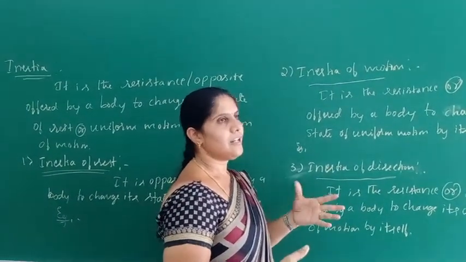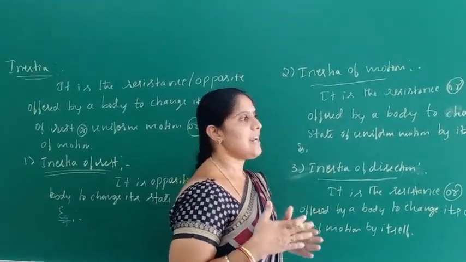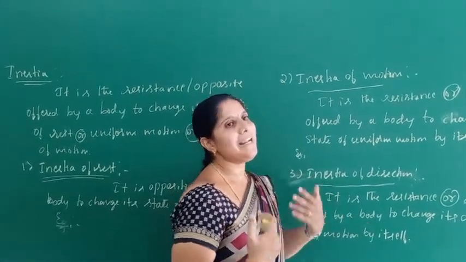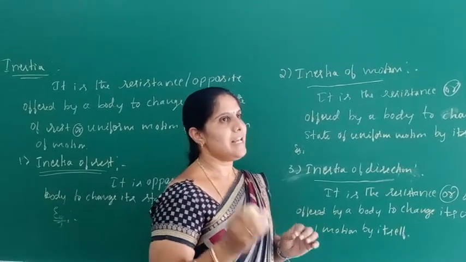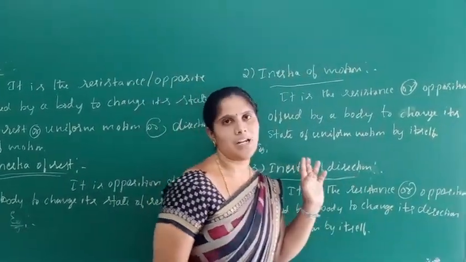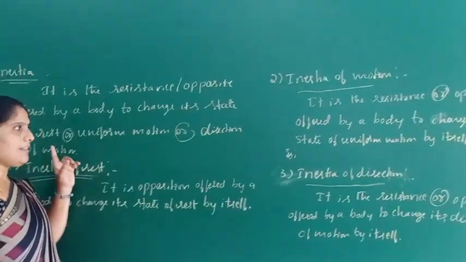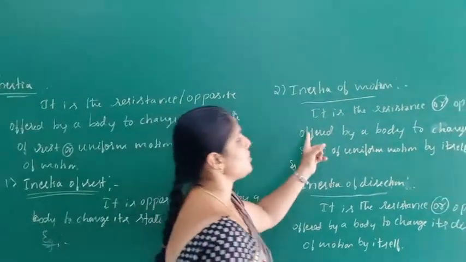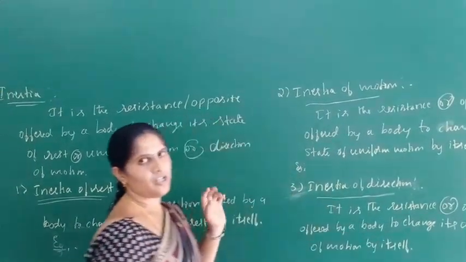That object would not like to change its straight path, or it would not like to change the direction by itself. It would change by applying some external force only. Okay, that is known as inertia of direction. So these are the three types of inertia: inertia of rest, inertia of motion, and inertia of direction.